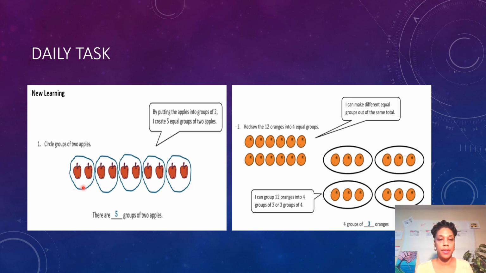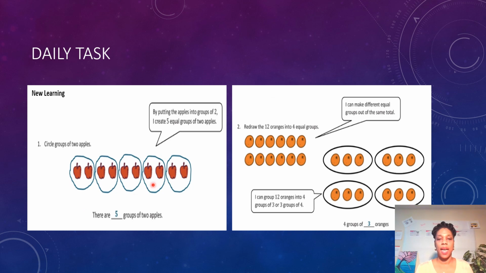So I have group 1. So another 2 apples put together to make the second group. I take another 2 apples, put those together to make a third group. Another 2 apples, I circle those together to make a fourth group. Another 2 apples I put together to make a fifth group. Now, when I put the apples into groups of 2s, I created 5 equal groups of 2s. There are 5 groups of 2 apples.